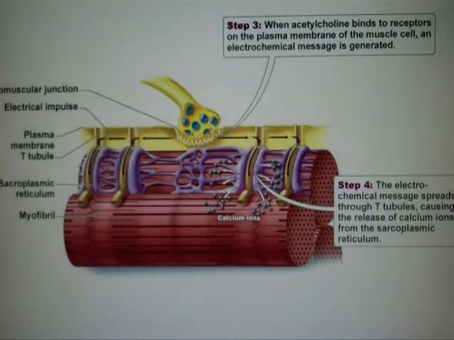Same thing, just a little different view. The nerve impulse travels down the axon, releases the neurotransmitter. The acetylcholine travels deep into the muscle cells, causing the release of calcium. That release of calcium will expose the binding sites on the actin and myosin, and the muscle will be able to contract.